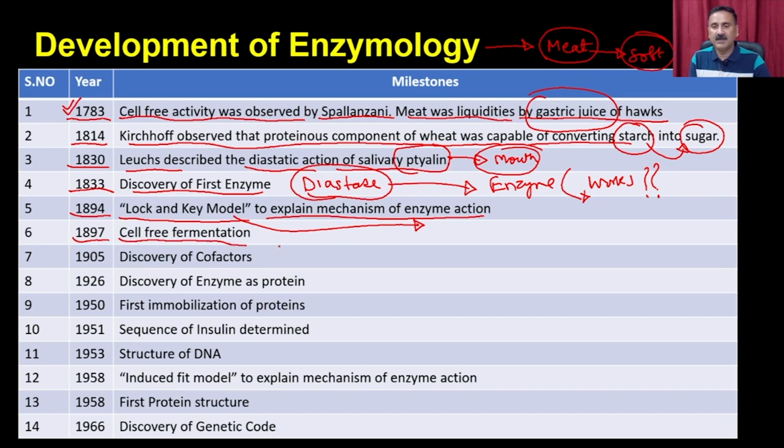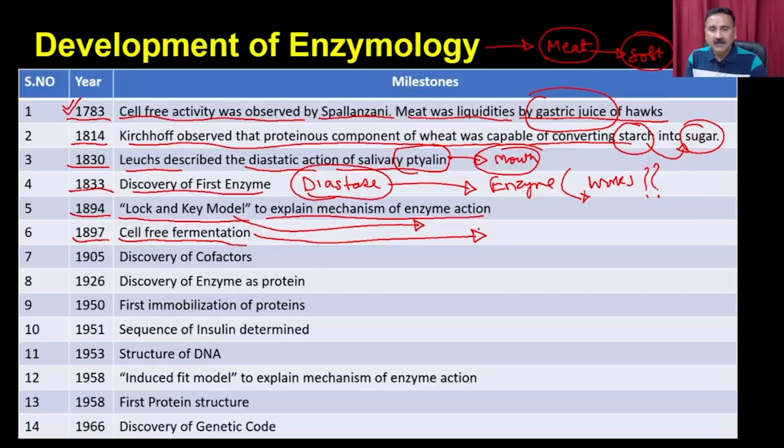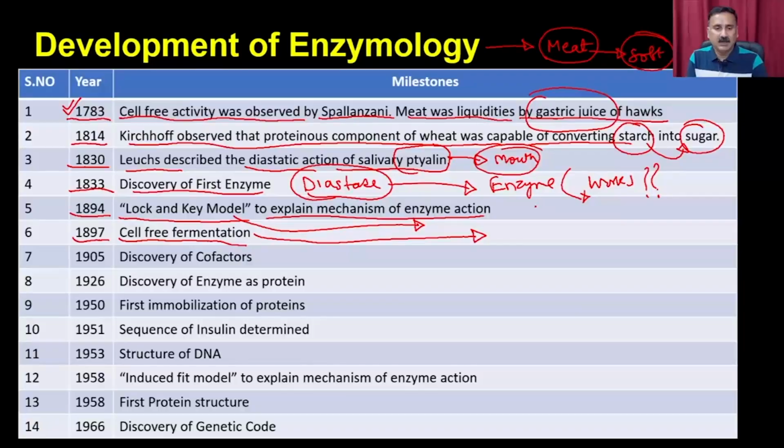Then in 1897, people started making cell-free fermentations. Before this, fermentation was a big thing, because people were trying to convert one molecule into another through fermentation. But all that was cell based, where they take a sugar, add the yeast, and the yeast converts the sugar into alcohol. But since they were aware of enzymes, they knew that an enzymatic activity can convert one biomolecule into another, so they started developing cell-free fermentation also.